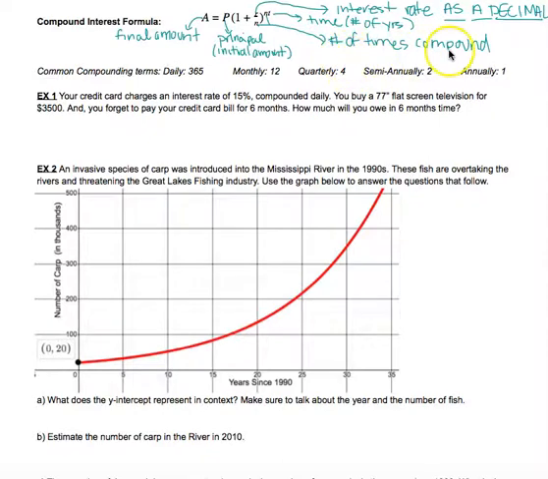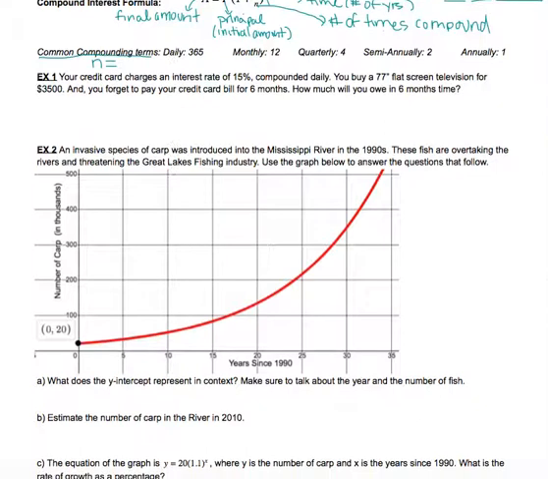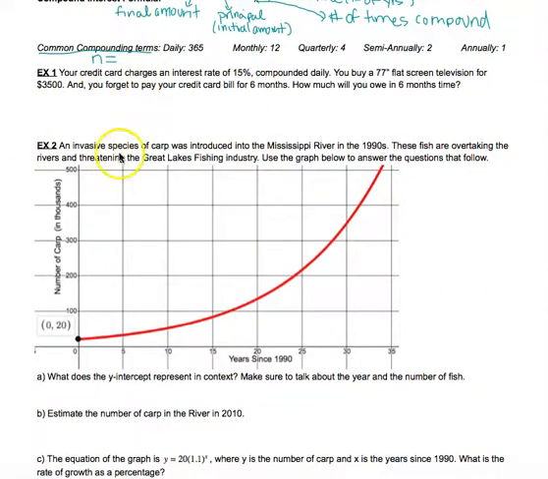So for the number of times compounded, here are your hints. Common compounding terms mean what does your N equal? If it says compounded daily, then N is 365. Monthly, N would be 12. Quarterly means 4 times a year, so N is 4. Semi-annually means twice a year, and annually means once a year. So all that information is going to allow us to solve this problem in example 1.